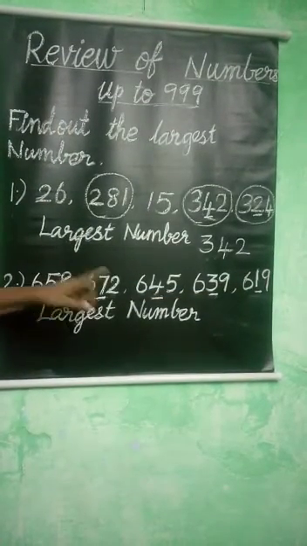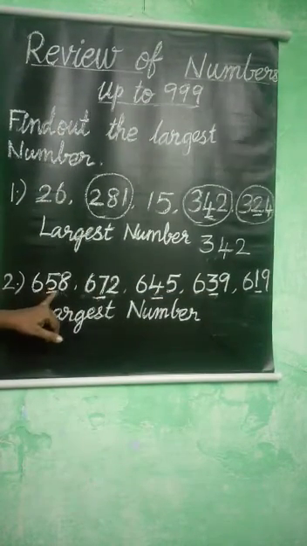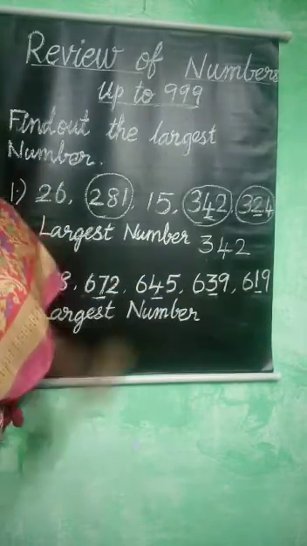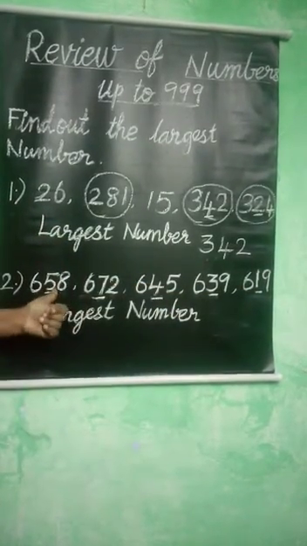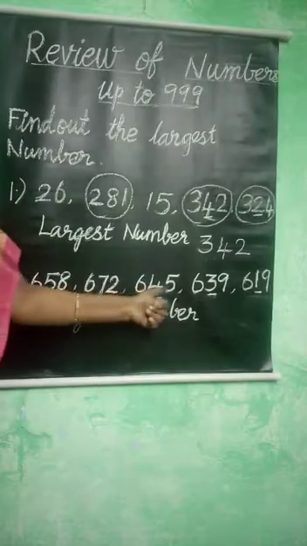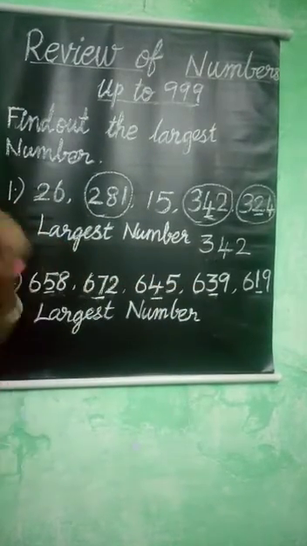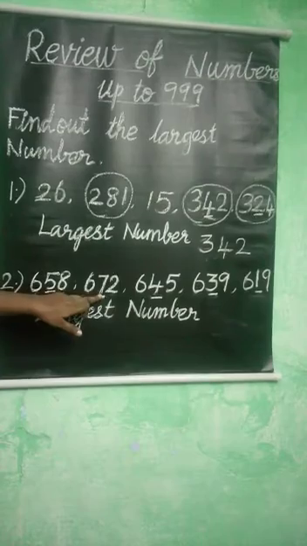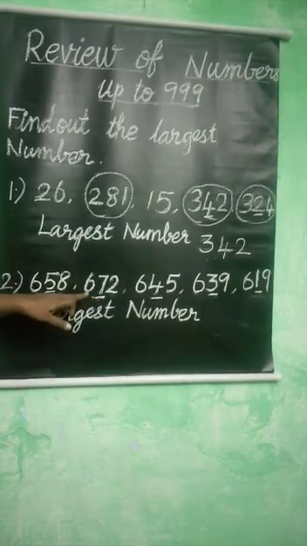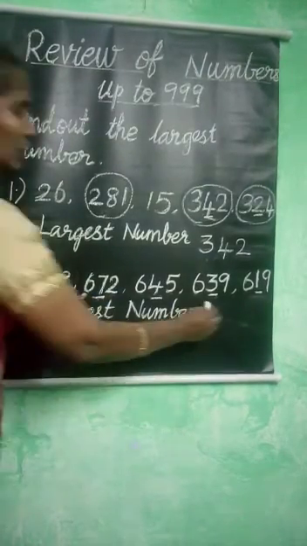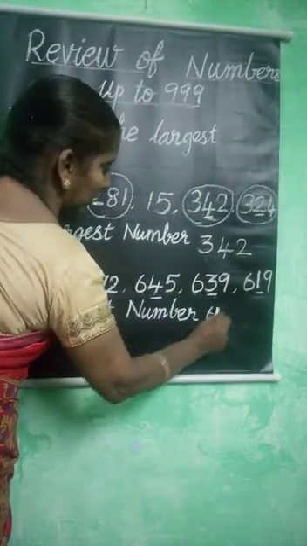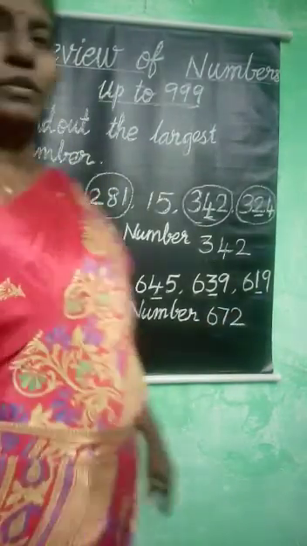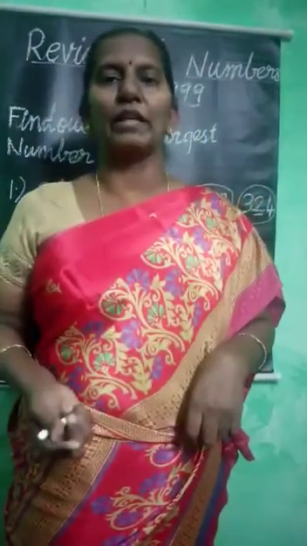Now look at the tens place alone. Here you are able to see 5, 7, 4, 3 and 1. Among these numbers, which one is the largest? 7 is the largest number. So from that we can identify 672 is the largest number. So the largest number is 672. Children, we will see the remaining in the next class.